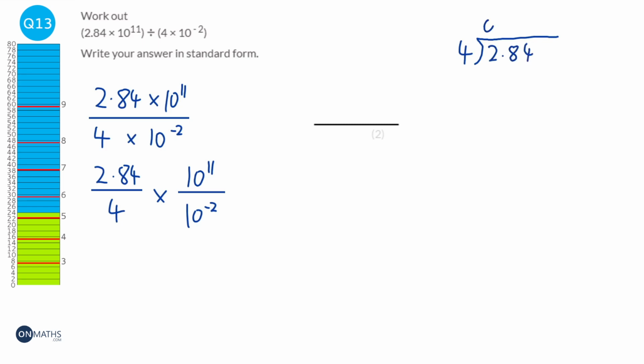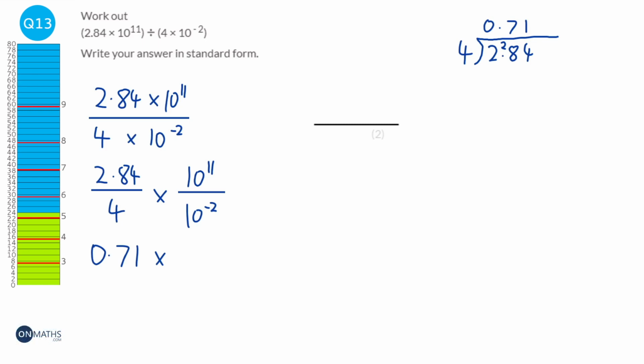4's into 2 don't go, so carry the 2 across. 4's into 28 go 7, and 4's into 4 go 1. So it's going to be 0.71 times, and then the rules of indices say that if you divide two powers of the same base, they're both 10, then you just take away the power.